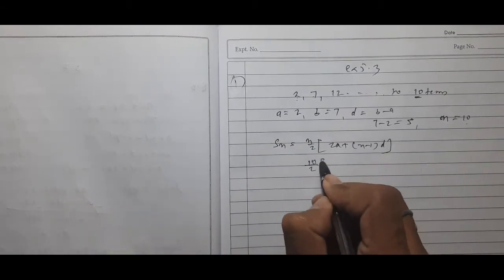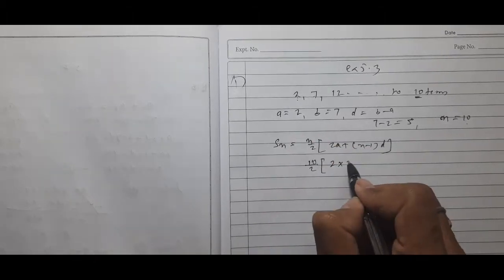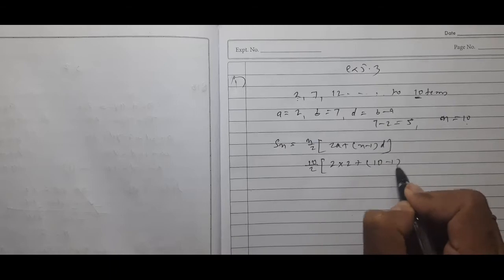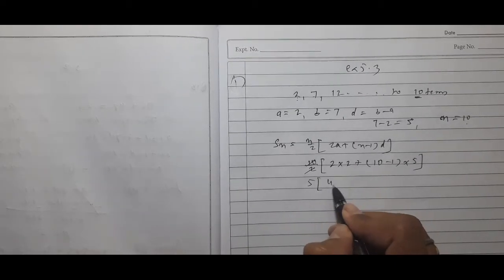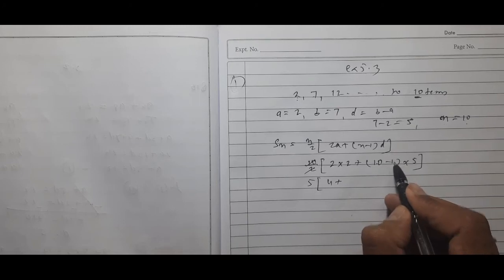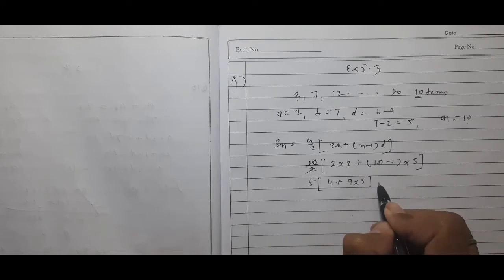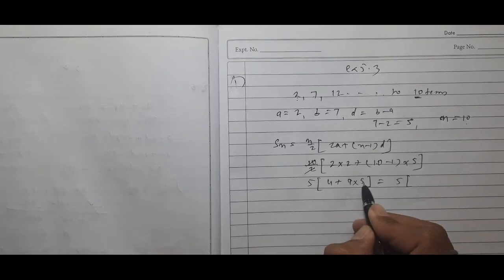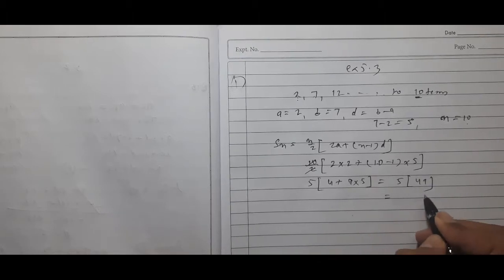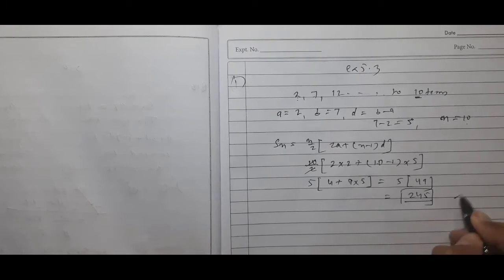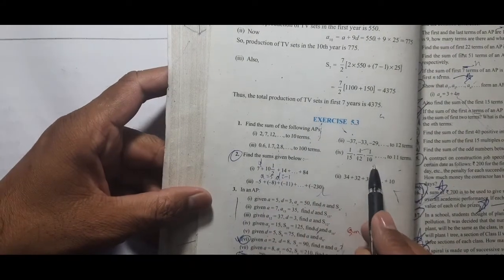N value is 10. So 10 by 2, 2 into a. A value is 2, plus n value 10 minus 1, into d value 5. Okay. 2 5s are 10, so here is 5. 2 2s are 4 plus 10 minus 1, 9. 9 into 5: 9 5s are 45, 45 and 4, 49. So 9 5s are 45 and 5 4s are 20 and 4, 245 is the answer. Okay.